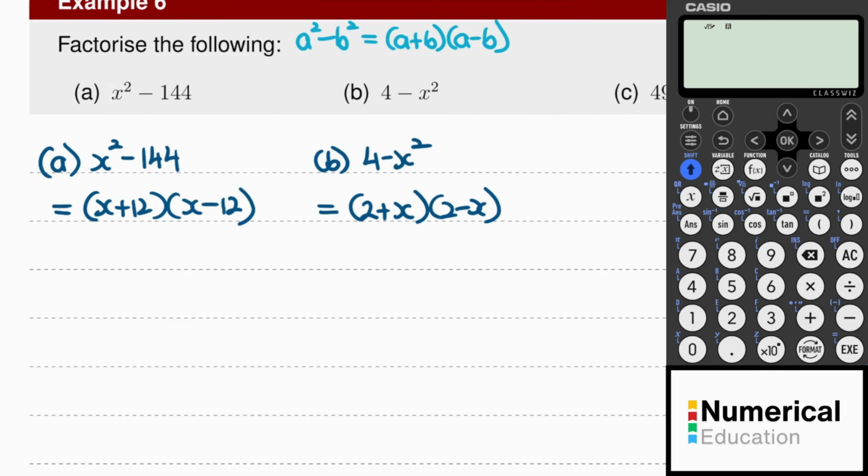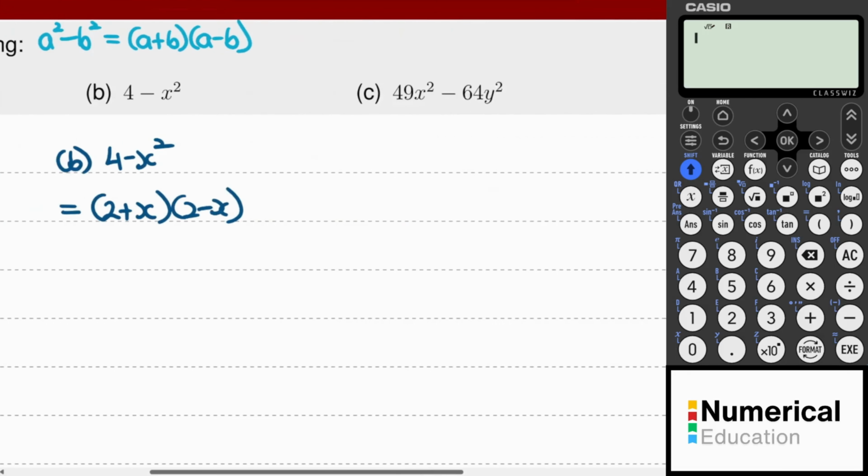Okay, so just a couple of things. It looks like the 2 plus x and the 2 minus x terms are back to front, but we're just following the same order as how the question's presented. 4 is first, so 2 will go first in each of those brackets. X squared is second, so x goes in the second spot in each of those brackets. So follow that particular order. It may look strange initially, but it's perfectly fine.